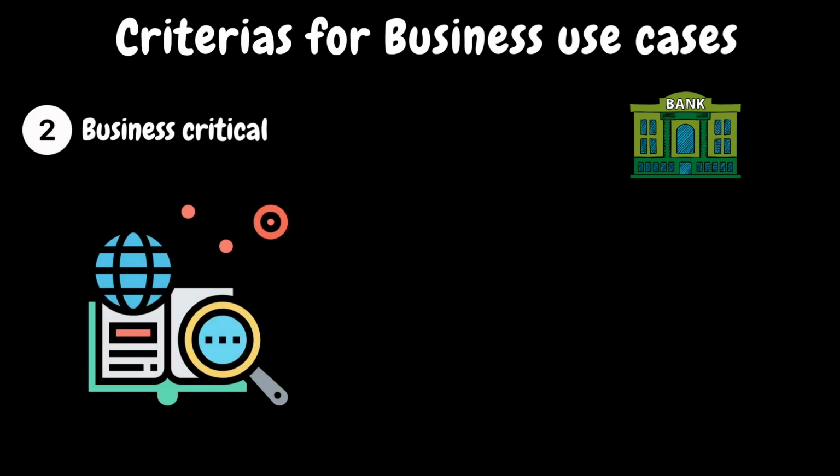Next criteria is business critical. These are the use cases that are critical to business. If we had any issues with these use cases, it may create a severe impact to the business. Hence, they are business critical. Let's look at the business critical use cases from our example.